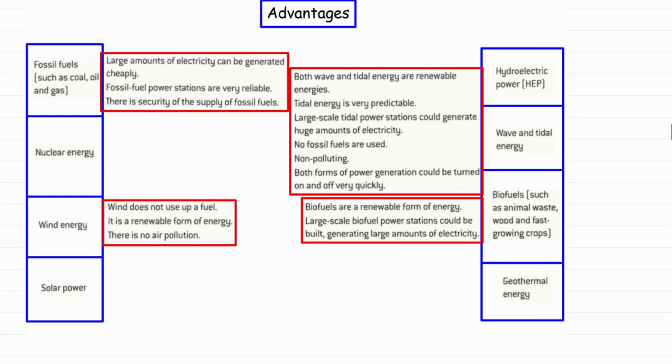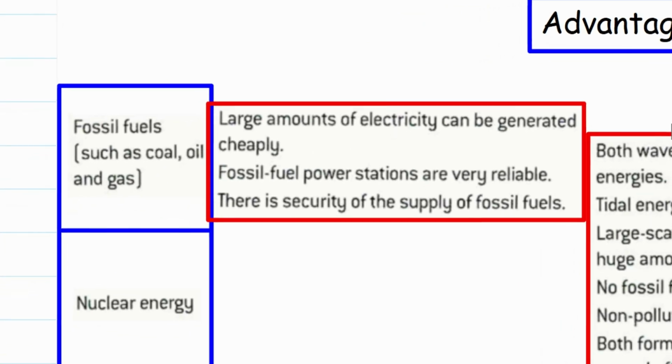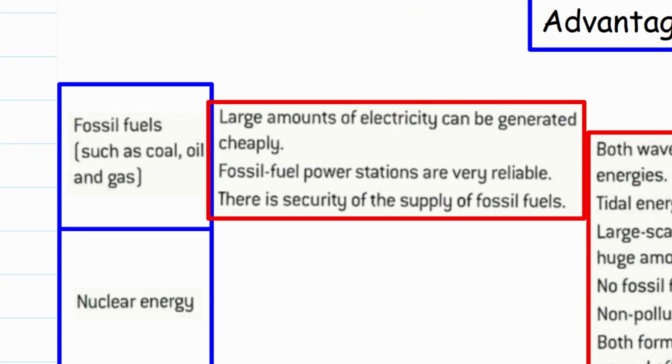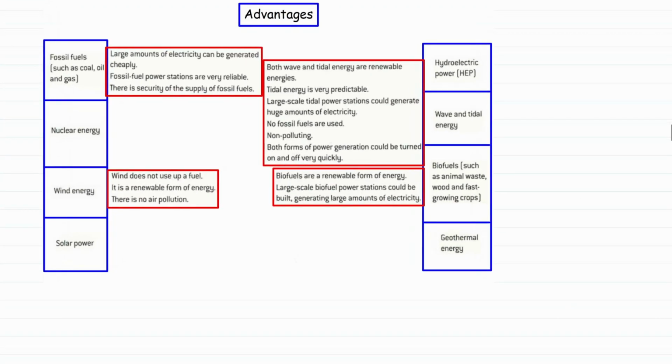Now, this is just an example of how you could start off. So you cut out, say, that red box there, and you'd paste that next to fossil fuels. So an advantage of fossil fuels is that large amounts of electricity can be generated cheaply. Fossil fuel power stations are very reliable. There is security of the supply of fossil fuels. And that's it for this lesson.